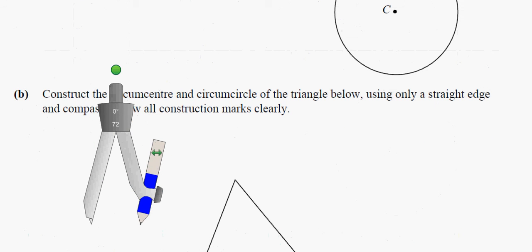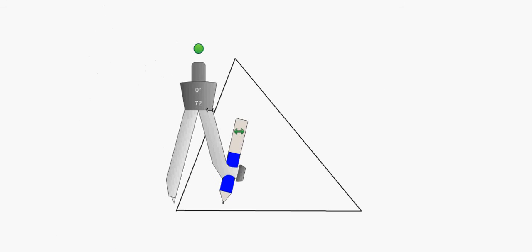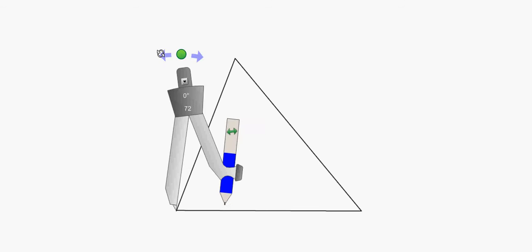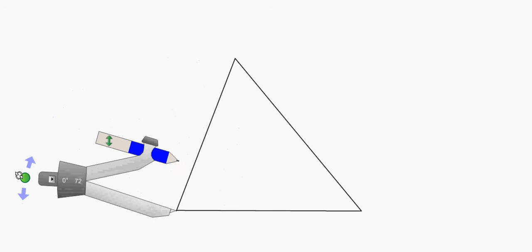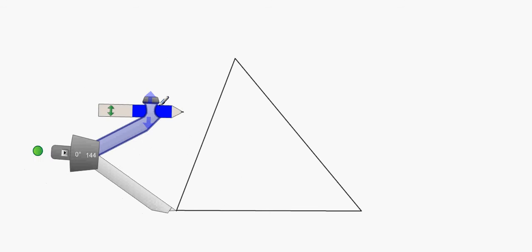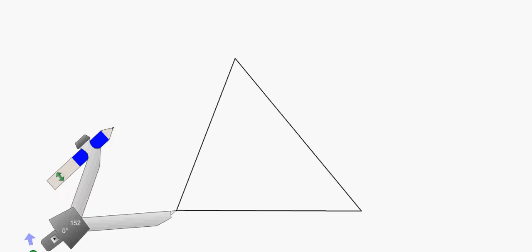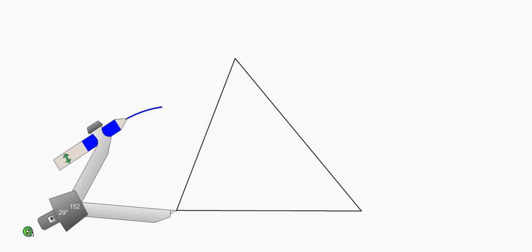Now, for the circumcircle, you've got to do bisectors. So you've got to bisect the angles like we did in the last question. We're going to pick a distance that's above halfway on the length. So we're going to make this as big as we can, and we want it to go above halfway. Above and below the line, we're going to make a mark. Okay, so here's the first mark here.